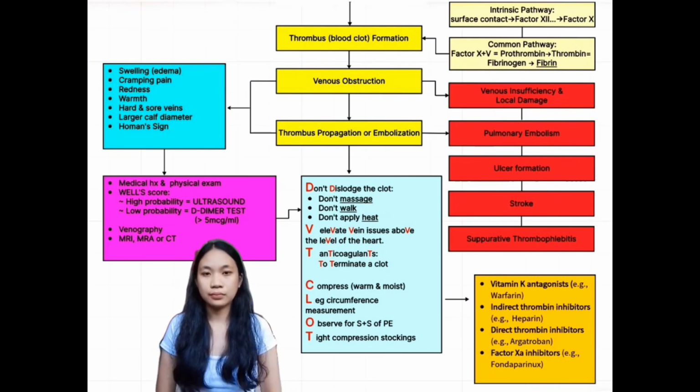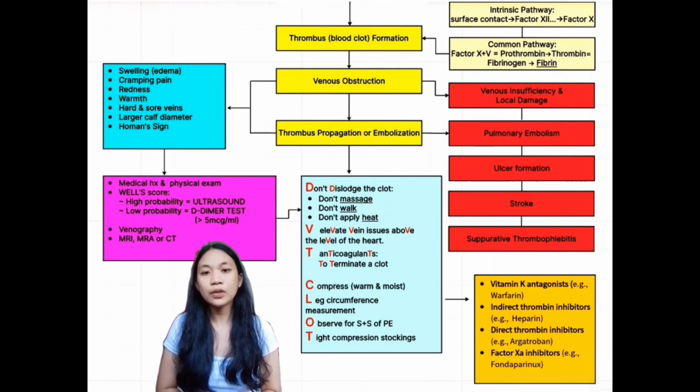For nursing management, we have here DVT clot, wherein the D stands for don't dislodge the clot. Don't massage to prevent dislodging the blood clot, which could travel to the lungs and cause a life-threatening pulmonary embolism. Don't poke to avoid increasing blood flow and pressure, which could dislodge the clot and lead to pulmonary embolism. And don't apply heat to prevent increased blood flow and vessel dilation, which could also dislodge the clot and lead to pulmonary embolism.